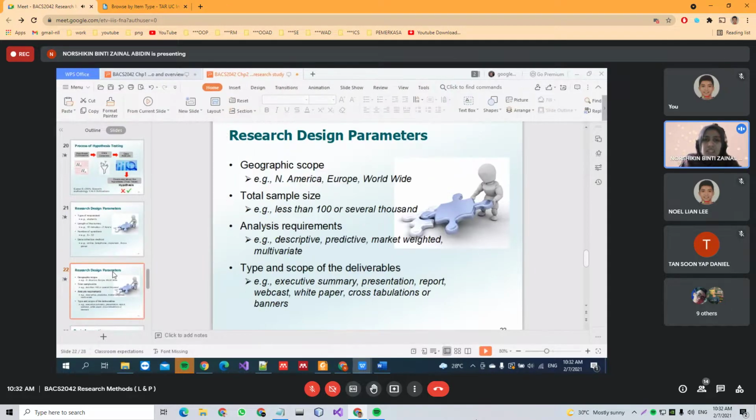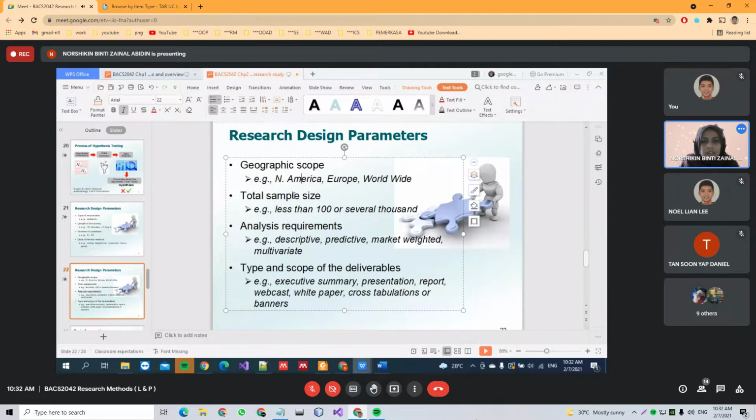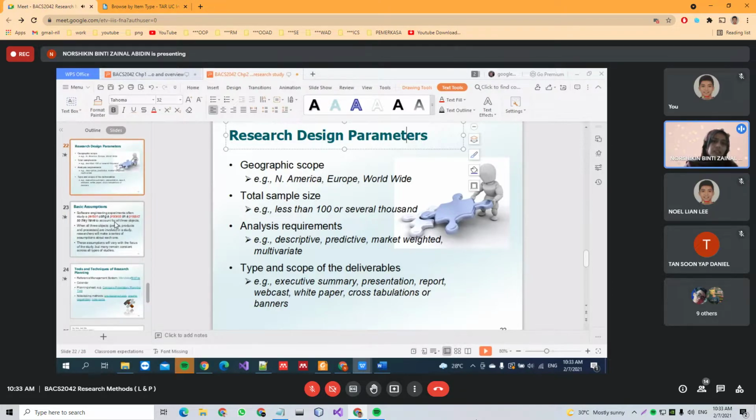And then design parameters: total sample size, geographic scope. I think you can understand this. Total sample size is the number of respondents, the number of students you want to use. Analysis requirement is the method that you want to use to analyze the data. Type of scope and deliverables is how you are going to present your data: presentation, report, white paper. That's the design parameter. And then basic assumption.